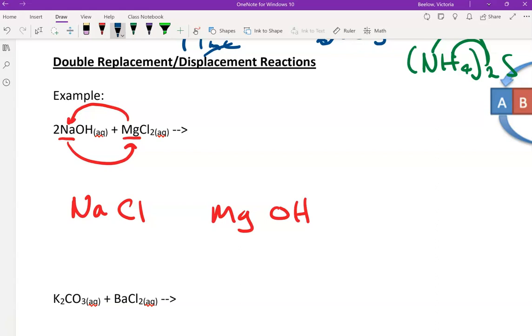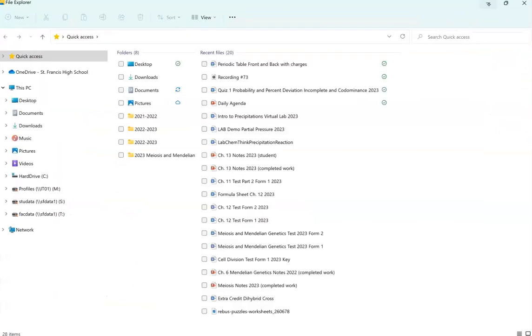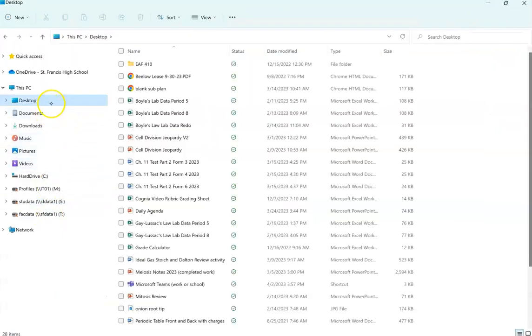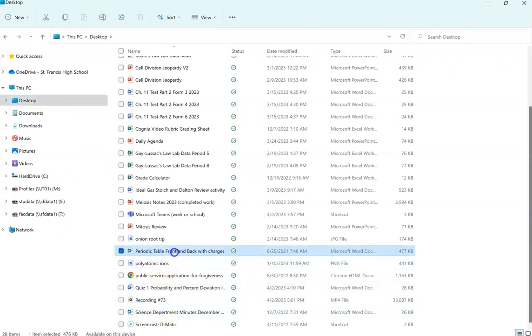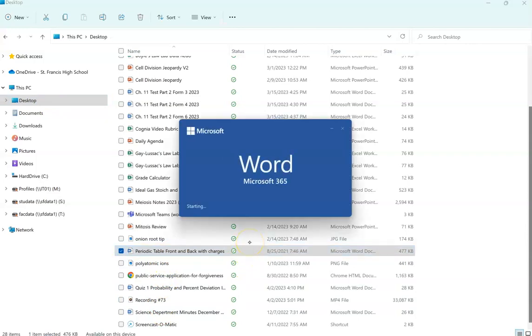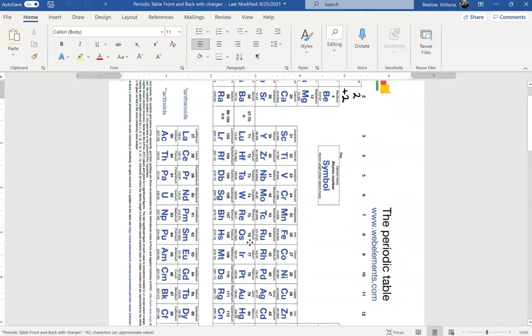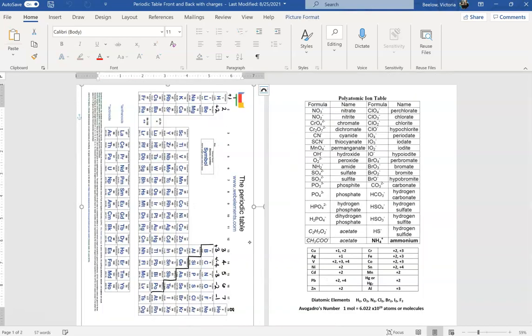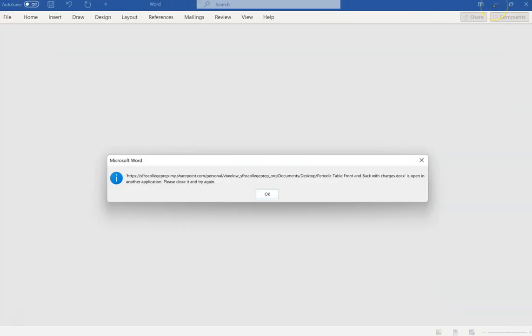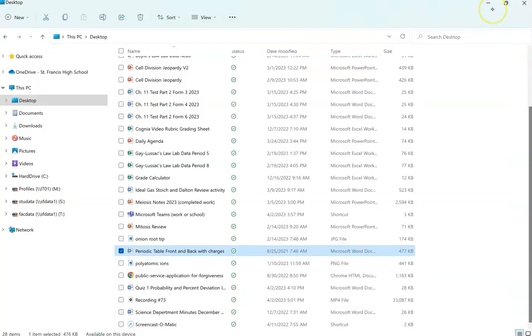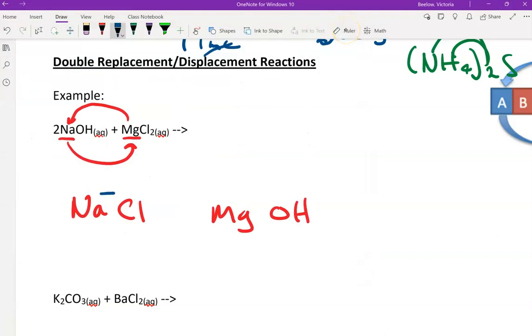So Na, this is on the front of your periodic table. Remember those charges at the top of each group. Let me pull up the Word document. All right, so again, make sure you're looking at the top of your periodic table. So Na has a charge of +1, and then Cl has a charge of -1. And then we do the crisscross.